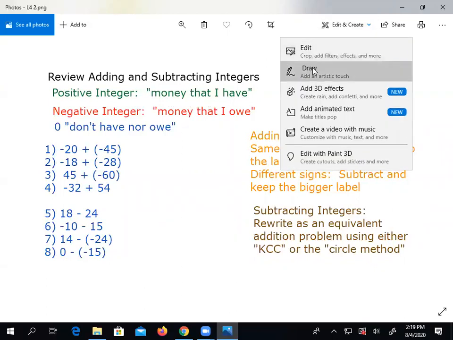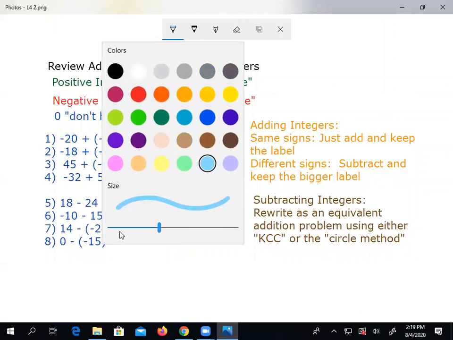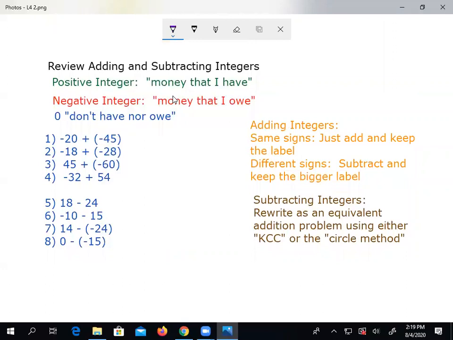And let me go ahead and get my pencil going here. So a positive integer is money that I have. A negative integer is going to be money that I owe. And 0 basically means you don't have anything, nor do you owe anything. And one of the rules we said about adding integers is if it's the same signs, all you really got to do is just add and keep the label. If the signs are different, you basically subtract, but you got to keep the bigger label.